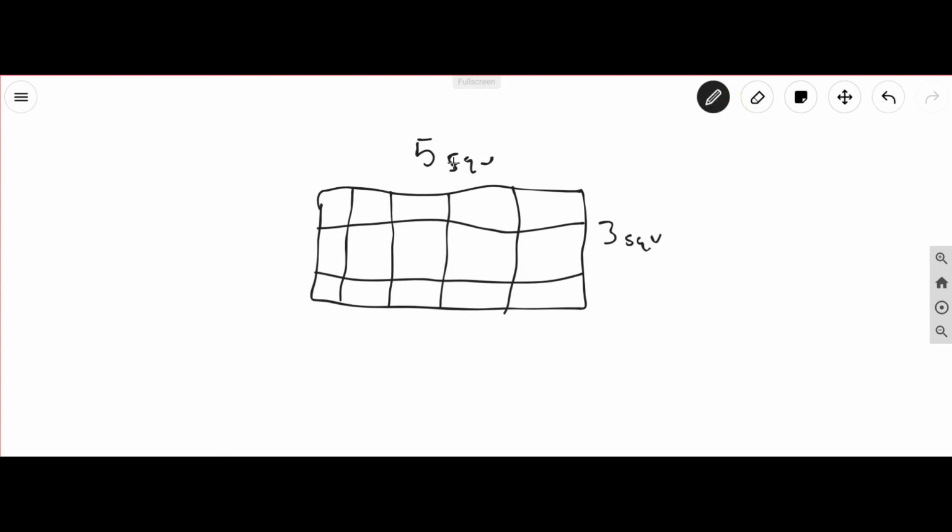So a little shortcut we can do is take our 5 and our 3. This is our length and our width. And we can multiply them together, actually. So do you guys know what 5 times 3 is? 5 times 3 is 15, just like how many squares we have inside of a rectangle.